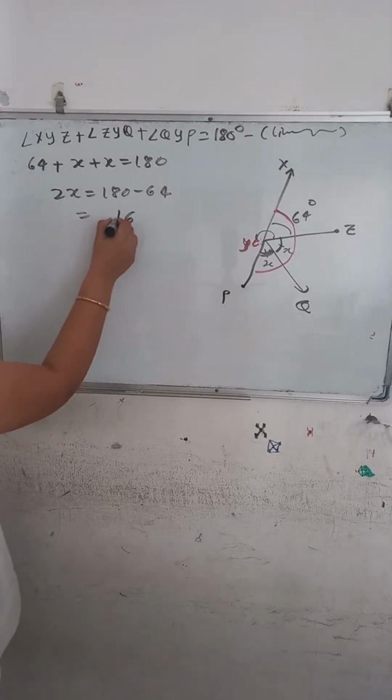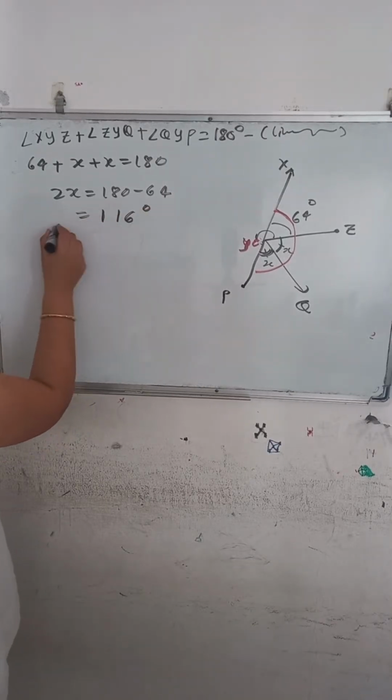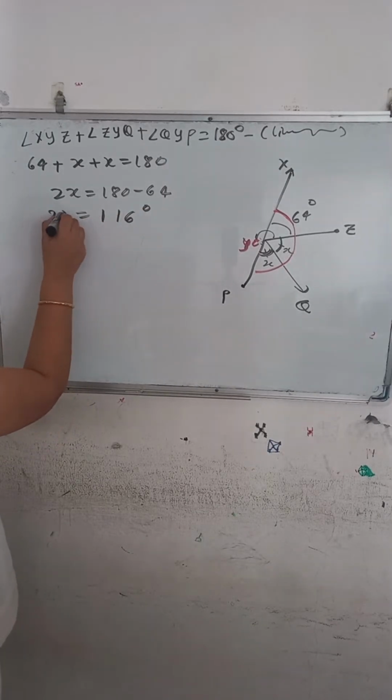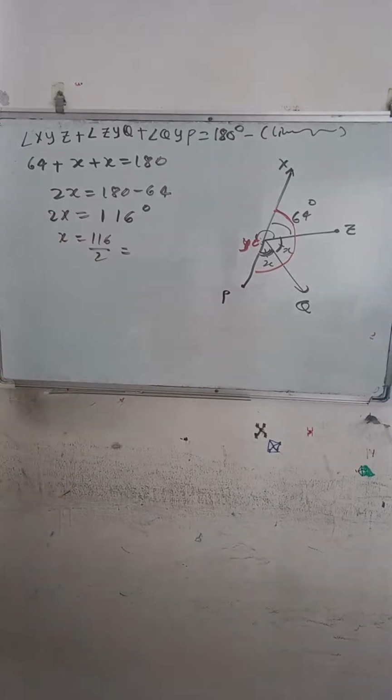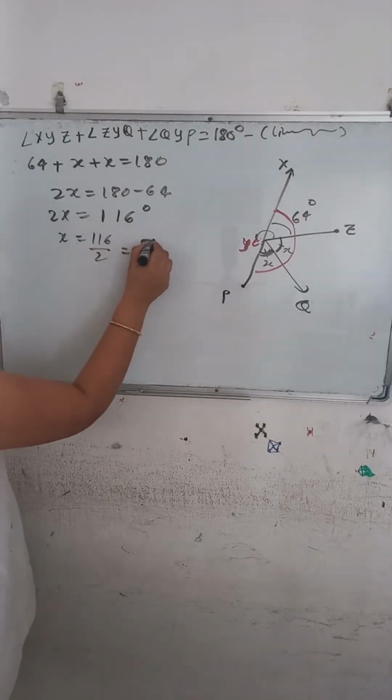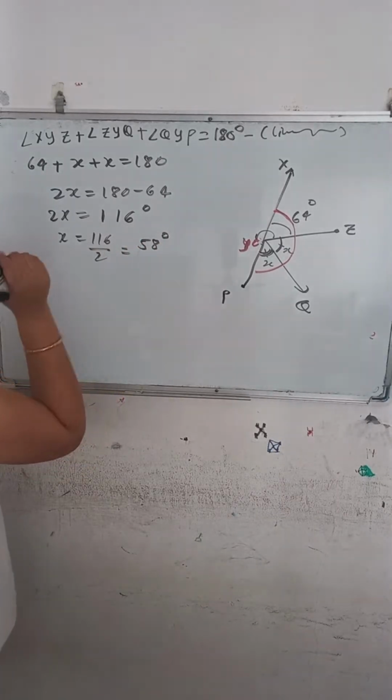Okay, so 116 equals 2x, so x is equal to 116 divided by 2. Here 2 fives are 10 and 2 eights are 16, so here I am getting 58 degrees.